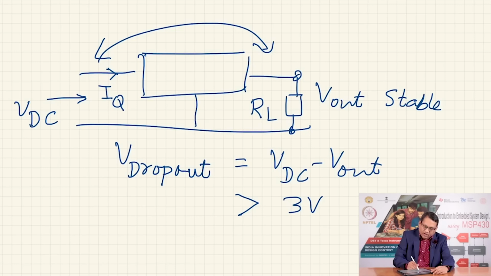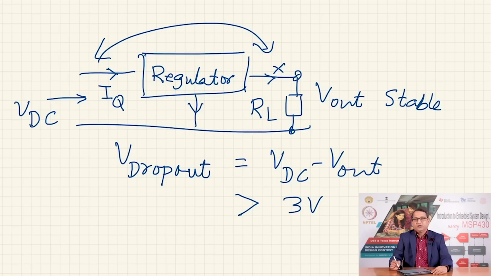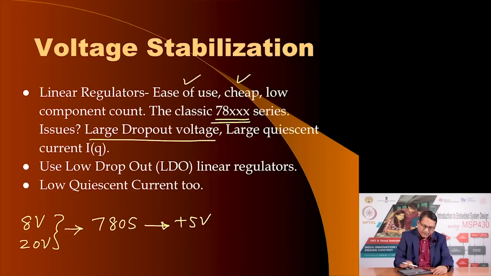This current, if it is going into the regulator, this is your regulator. If a certain amount of current is going in, even though there is no current going out, then obviously this current has to come out through the ground terminal, the reference terminal. This is the quiescent current, and these 7/8 series of regulators suffer from a large quiescent current.